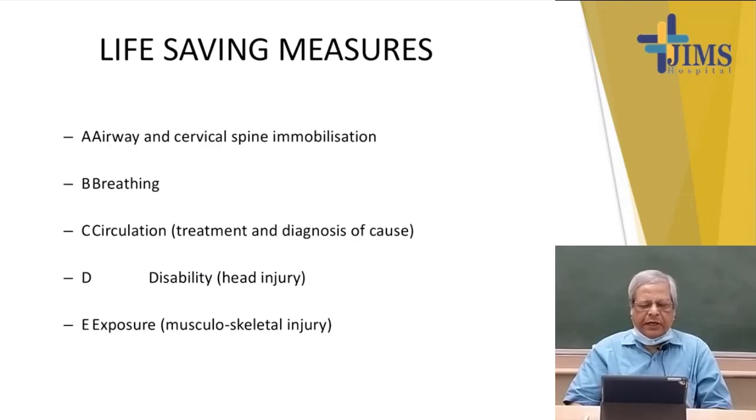So what you should do is maintain the airway. If there is anything choking the patient, any food material or a piece of cloth, that has to be taken out. Maintain the airway. There may be an associated cervical spine injury, so the cervical spine has to be kept immobile. Breathing has to be checked: A, B, C. Circulation to the distal part of the fracture. Circulation means the patient's general condition. Disability, whether there is head injury or not. And exposure, musculoskeletal injury.